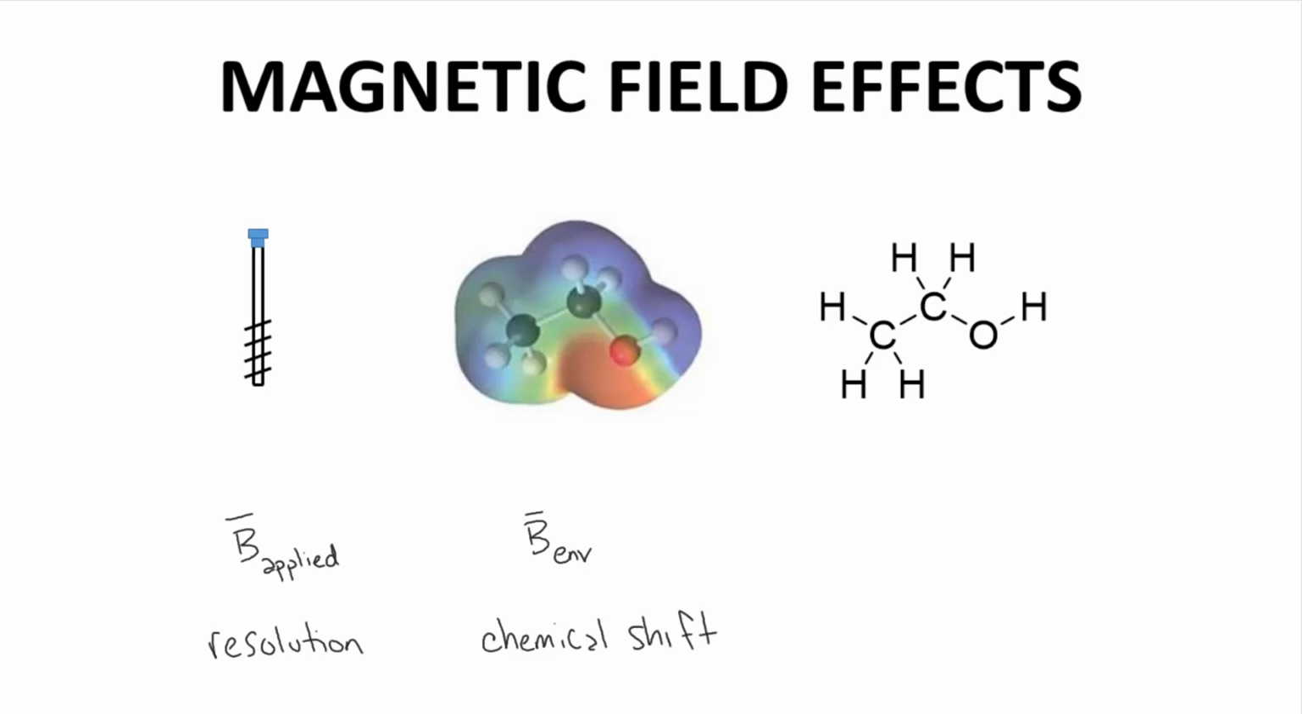Lastly, proton nuclei have a spin up or spin down, and generate their own magnetic field. A proton nucleus can influence the magnetic field of a neighboring nucleus. I'll call this B neighbor. This is the effect that gives rise to coupling. Let's see how all these factors work together.